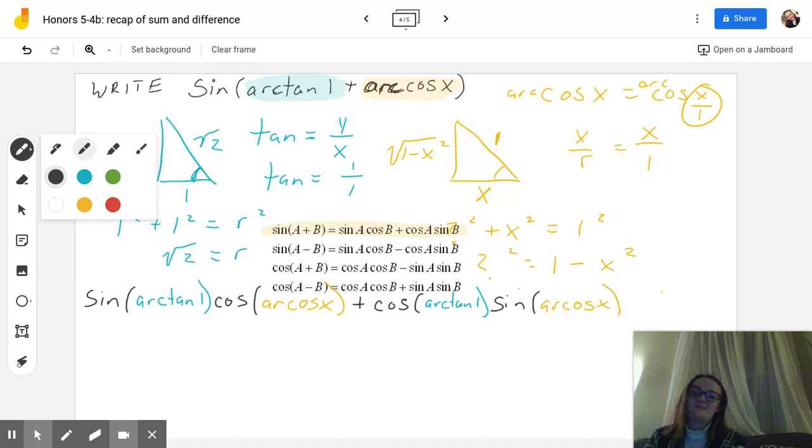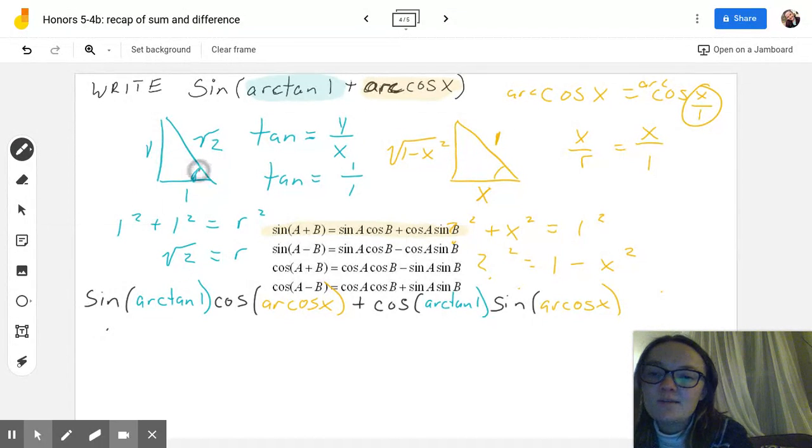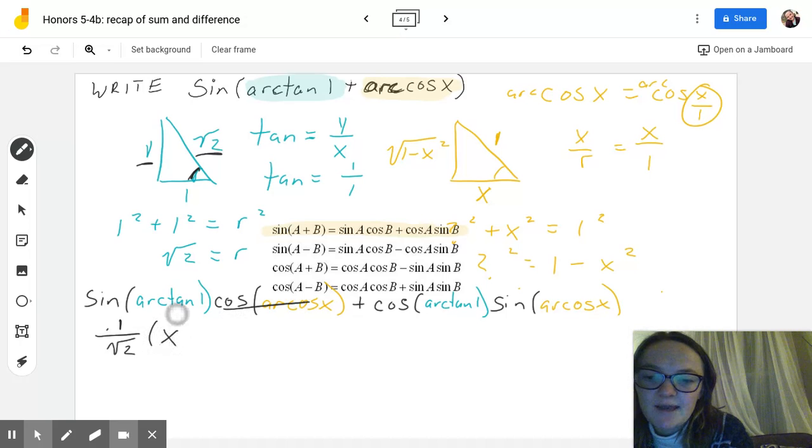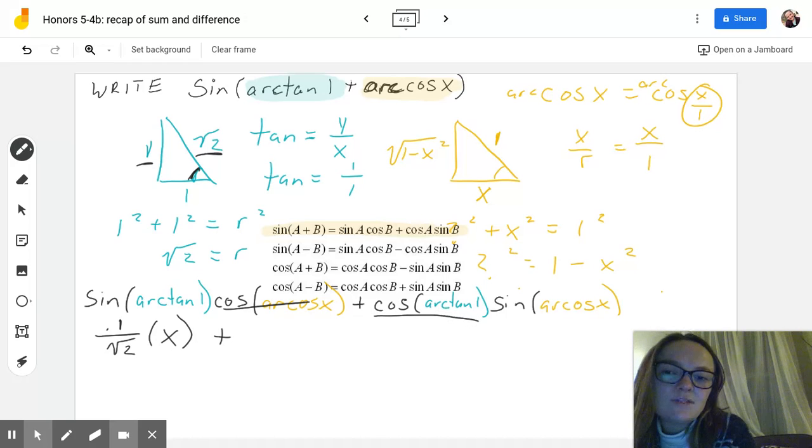That's basically saying, hey, what is sine of the blue triangle? Sine of the blue triangle is going to be equal to opposite over hypotenuse. So that's going to be 1 over square root of 2. Cosine of arc cosine. These two are inverses, so they're actually going to cancel out to just being x. Plus cosine of arctangent. So I want to know, hey, what's the cosine of the blue triangle? Well, cosine is equal to adjacent over hypotenuse, so that's going to be 1 over the square root of 2.